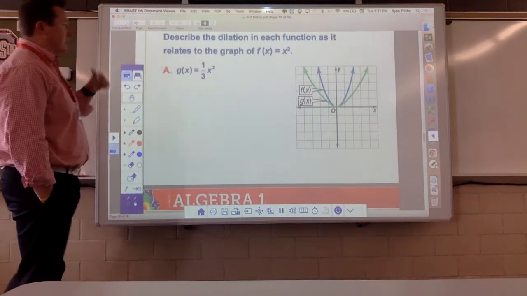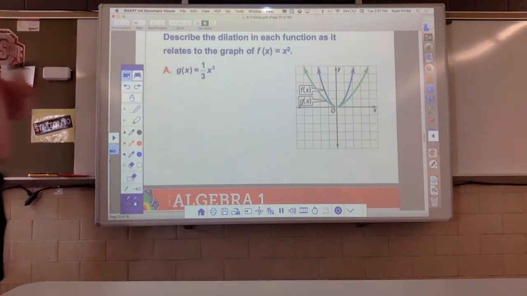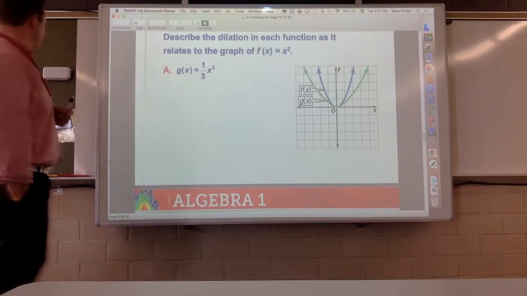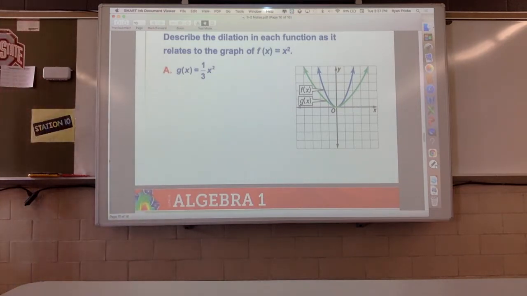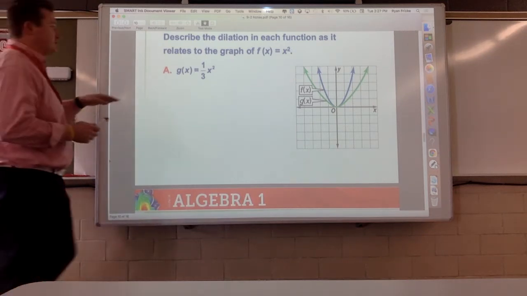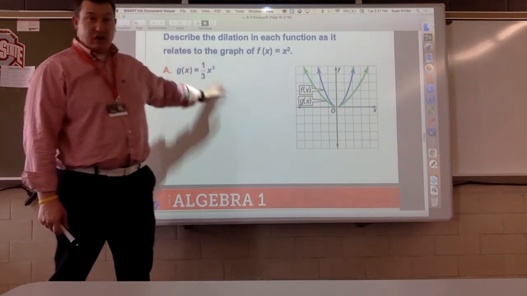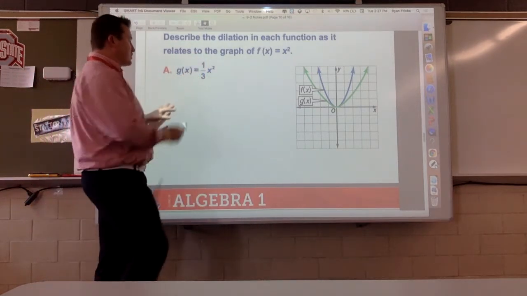All right, so here we go here. So parent function in blue, g of x is that 1/3 x squared. So it's getting less steep. Does everyone agree with me there? Yes, of course you do. I like this. I just stand over here. You can't even see me. Okay? So yes, guys, this one is a vertical compression, right? When we are outside of the x, we're going to use the word vertical. Okay? So vertical compression by 1/3.